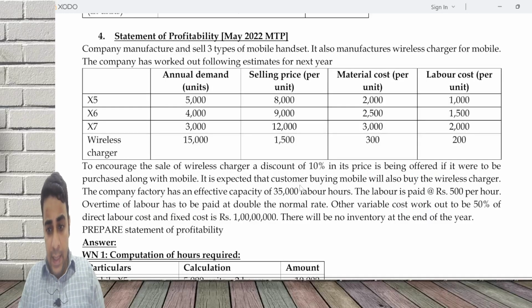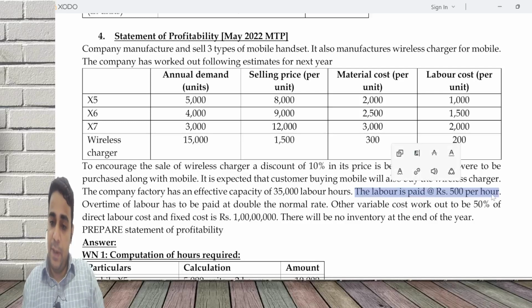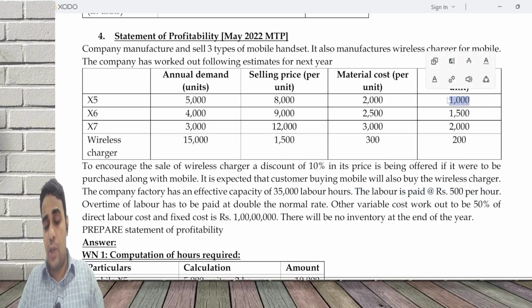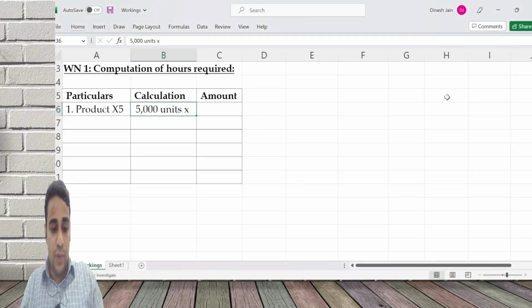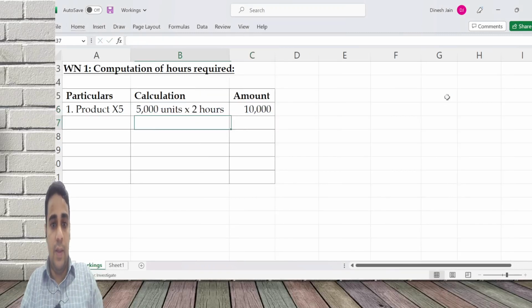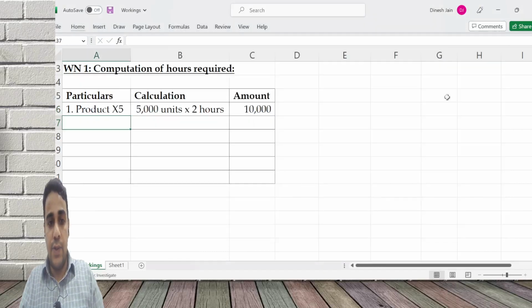Listen, each labor hour is paid 500 rupees, and the labor cost per unit is 1000. Every labor hour is paid 500, which means 2 hours per unit. So 5,000 units into 2 hours, 10,000 hours.